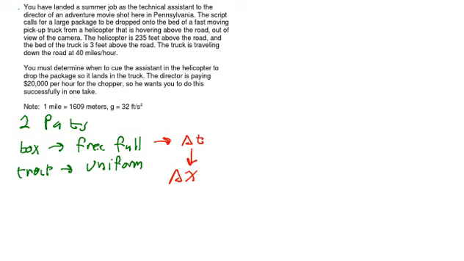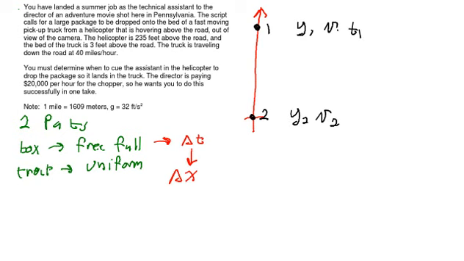Alrighty, so we'll work on the part of the problem that has to do with the box falling first of all. It's a free fall problem in the vertical direction. We'll draw a vertical number line. We'll put our 2 points of interest, the initial point and the final point, and we have our variables y1, v1, and t1, and y2, v2, and t2. And between those 2 points we have the acceleration in the y direction, which is acceleration due to gravity.